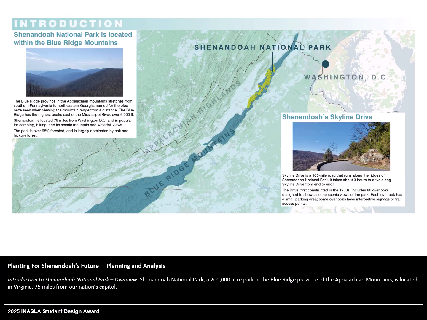Shenandoah National Park is a 200,000-acre park in the Blue Ridge province of the Appalachian Mountains. It's located 75 miles from our nation's capital in Washington, D.C. When you visit Shenandoah National Park, you'll be greeted by beautiful forested mountain views. Visitors can enjoy hiking, camping, and driving along the scenic Skyline Drive.